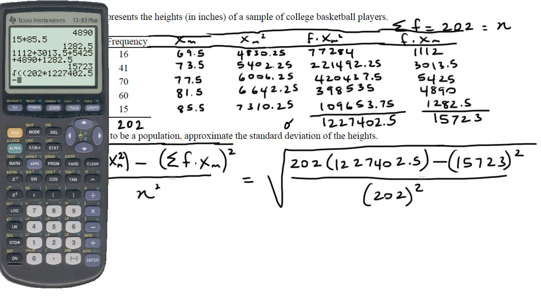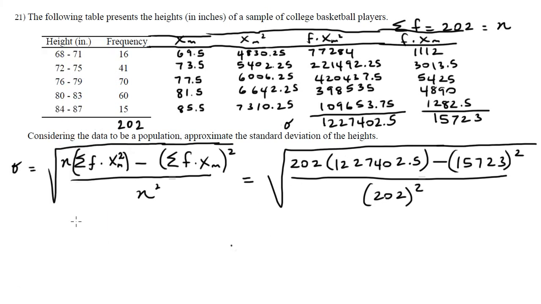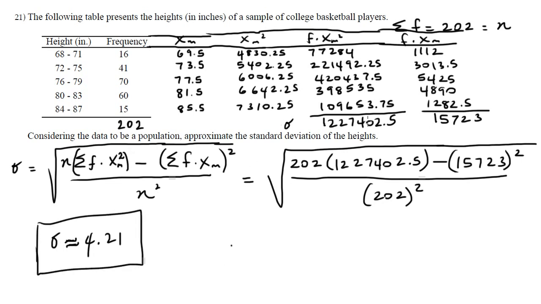minus 15723 squared. Close the parenthesis for my numerator. And I'm dividing all of this by 202 squared. Close my parenthesis for the square root. I hit enter. I get 4.208. So we can say 4.21. It's an approximation. There's your answer there, 4.21. That's if you use the formulaic approach.